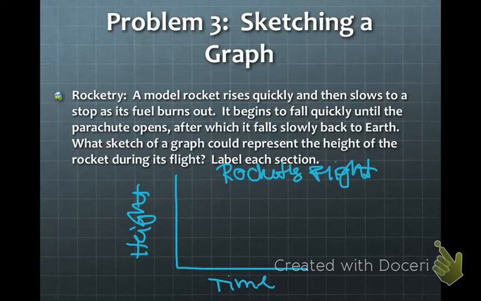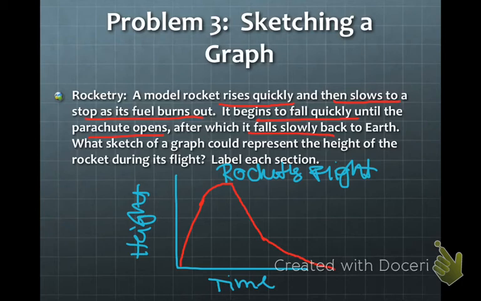So it says a model rocket rises quickly. So let's see, we're starting on the ground and then it rises quickly. It says it then slows to a stop as its fuel burns out. So we're still kind of rising, but we ran out of fuel, so we get up to the top. It says it begins to fall quickly, so falling quickly until the parachute opens, and then it falls slowly. So it falls slowly back to the earth.